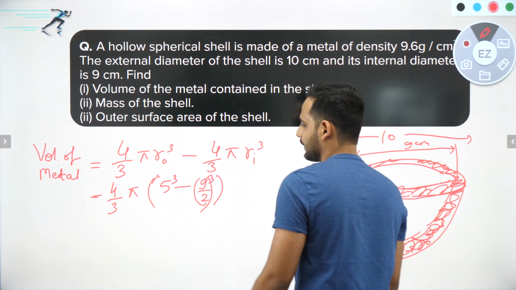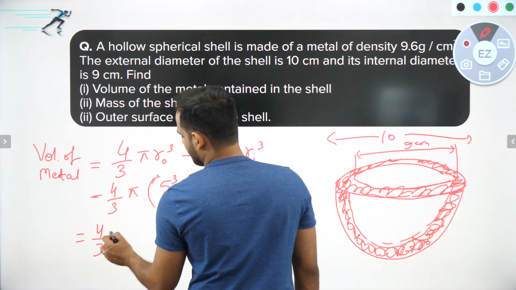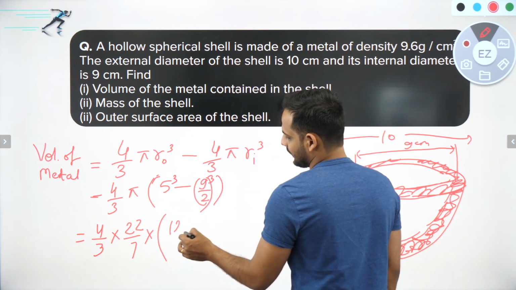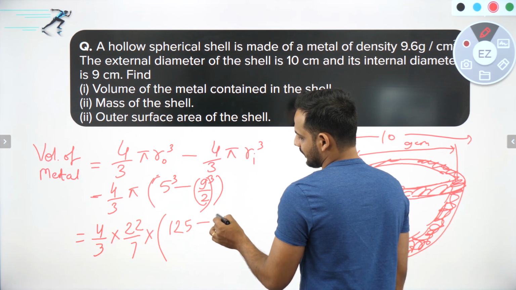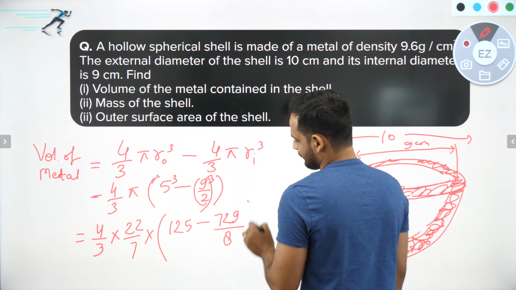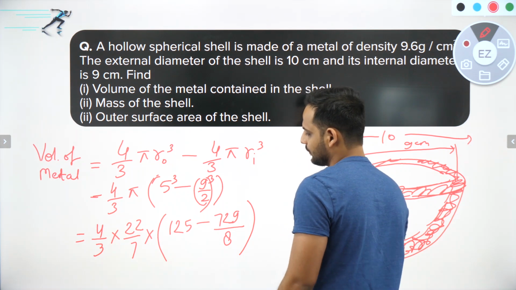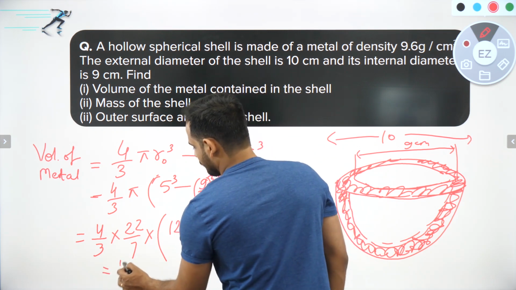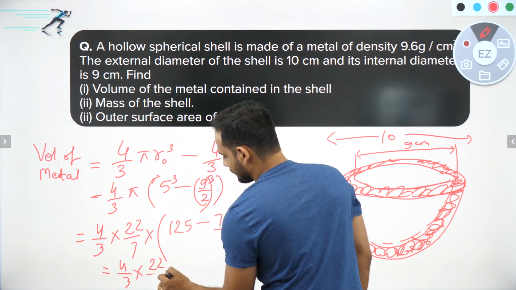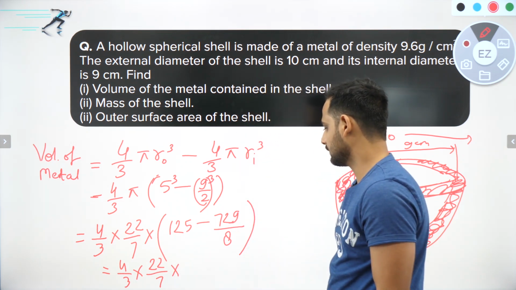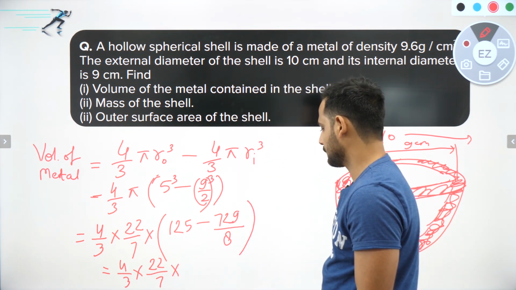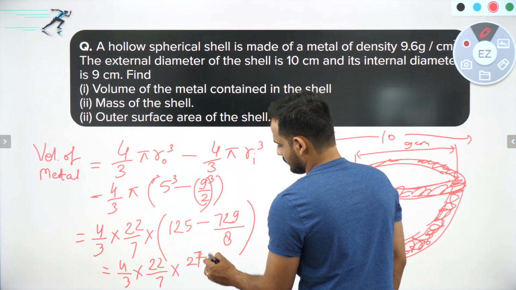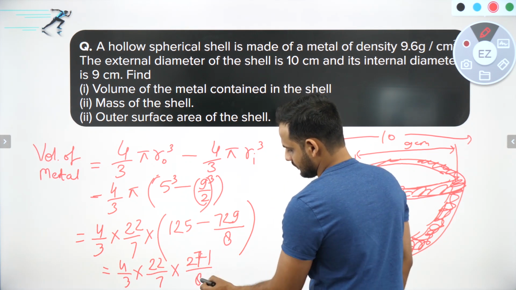Okay, so you'll be getting 4/3 into 22/7 into 125 minus 729/8. So 8 into 125 is 1000, 1000 minus 729, so you'll be left with 4/3 into 22/7 into 271/8.